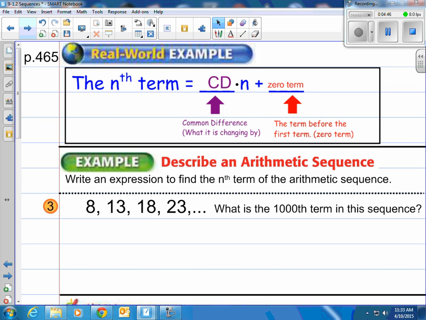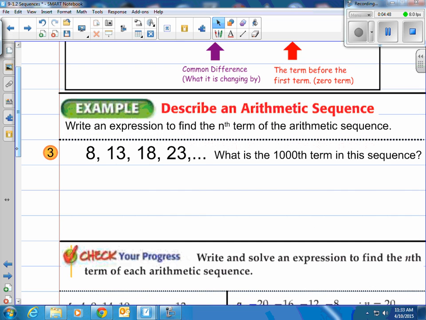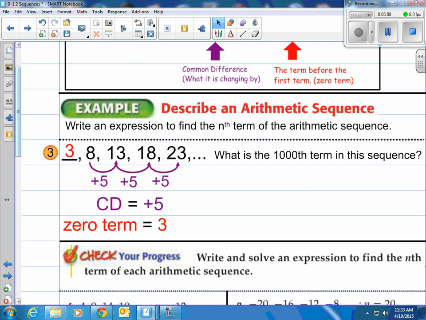So let's do an example, and then hopefully you'll get the gist of what we're doing. So we have 8, 13, 18, 23, and we want to find the nth term. Well, what's the expression to do that? Here it comes. First off, we need to find the common difference. That's 5. The next thing we have to do is find the 0 term, and that's the term right before the first term. 8 is the first term, so the 0 term is right before it. And if we followed the pattern, we would actually subtract 5 to get to that 3. So the 0 term is 3.